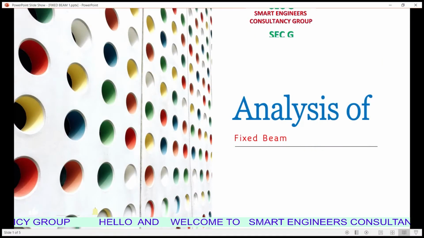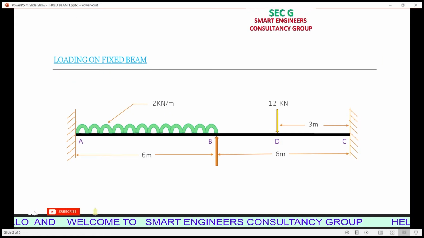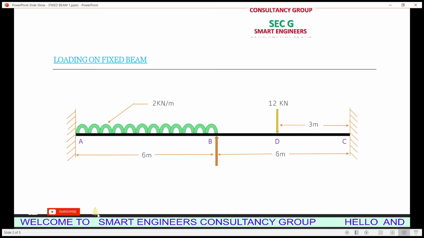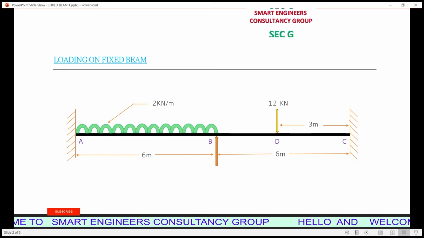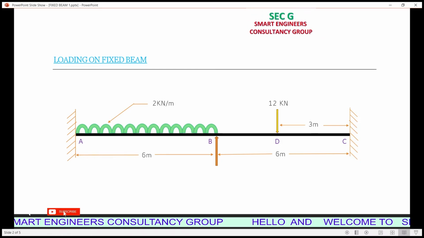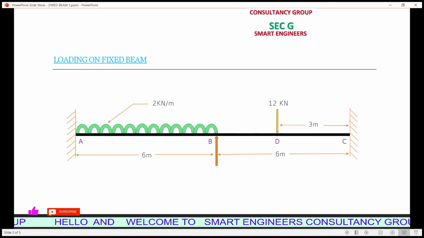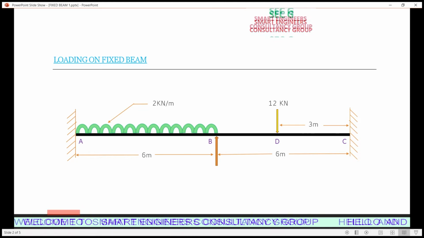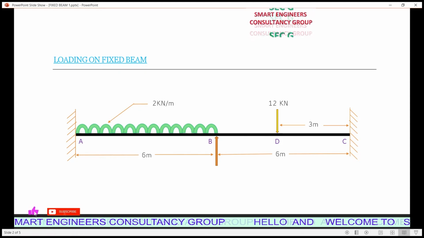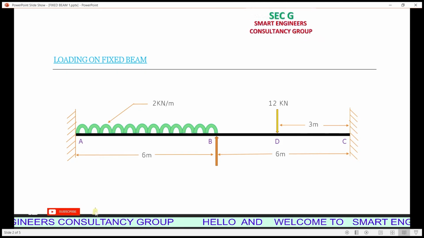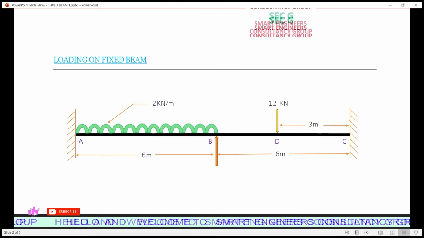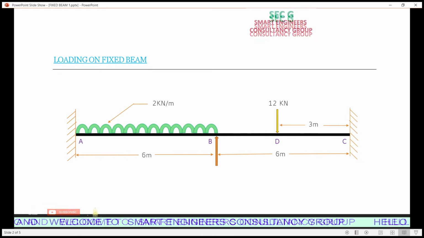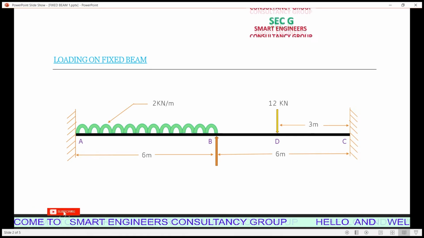Here you will analyze a fixed beam. Loading on the fixed beam is like this. A 2 kN load on fixed beam AB has been applied uniformly, and a point load of 12 kN on the beam BC at point D is applied 3 meters from C. Beam AB is 6 meters, beam BC is 6 meters. At points A and C, fixed support is applied, and at point B, simple support is applied.